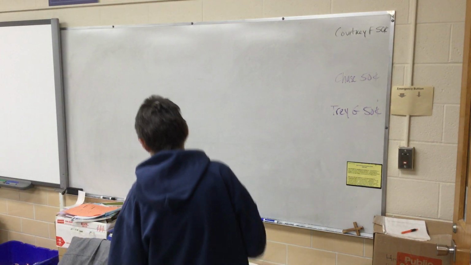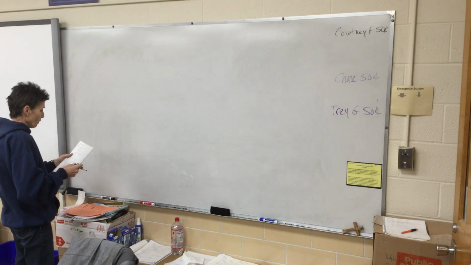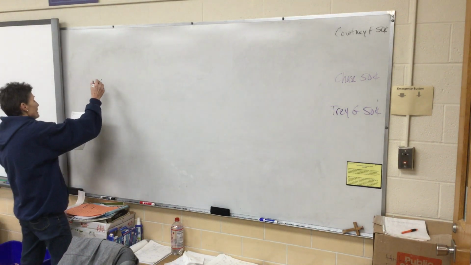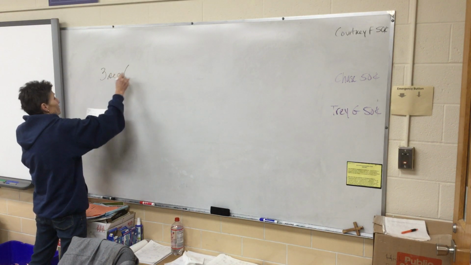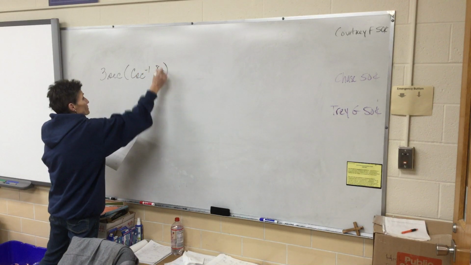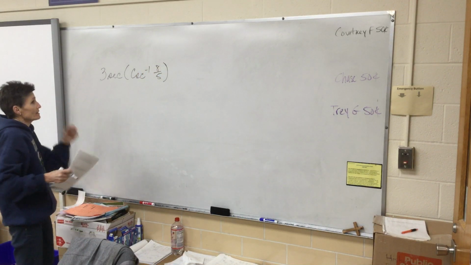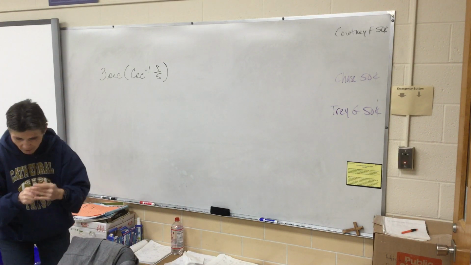Let's do a little review here for chapter 4. So I'm on review sheet number 1, and the first problem says 3 secant of the angle whose cosecant is 8/5. Now we've got to remember, it says first of all with calculator. All right, so let's do it with our calculator.